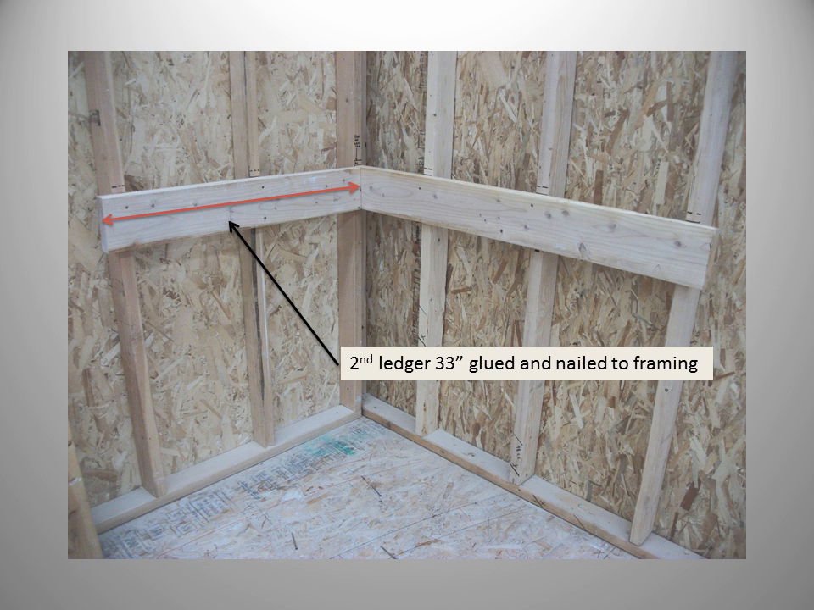The adjacent ledger needs to be cut shorter than the dimension of our landing by 2 2x widths, or 3 inches. Since our short landing width is 36 inches, we subtract 3 inches for a ledger board length of 33 inches, and install it in the same way that we installed the first ledger.